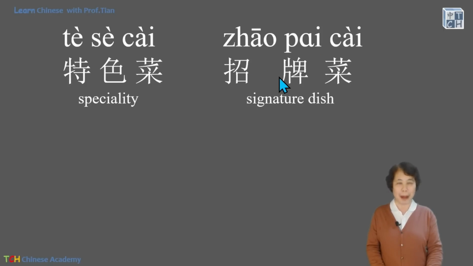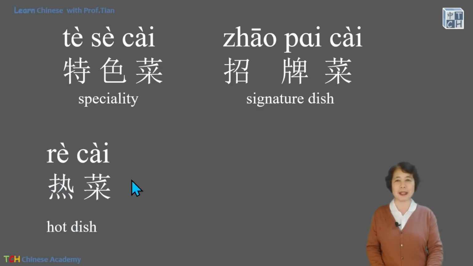So 招牌 is the signboard of a restaurant. So 招牌菜 is the signature dish of a restaurant. So besides 特色菜 and 招牌菜, we also have some 热菜. So 热 means the hot. So we have hot dishes, a lot of stir fries, and also have hot pot.